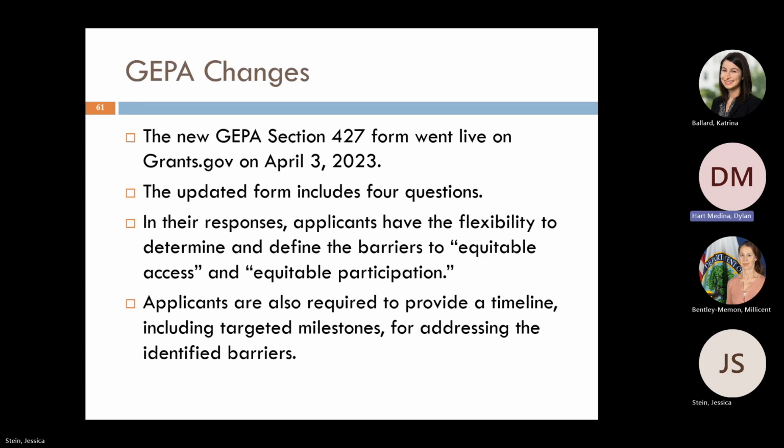One note on the GEPA changes is that the department released a new GEPA form that went live on grants.gov on April 3rd, 2023. This updated form includes 4 questions. In their responses, applicants have the flexibility to determine and define the barriers to equitable access and equitable participation. Applicants are also required to provide a timeline, including targeted milestones for addressing the barriers.